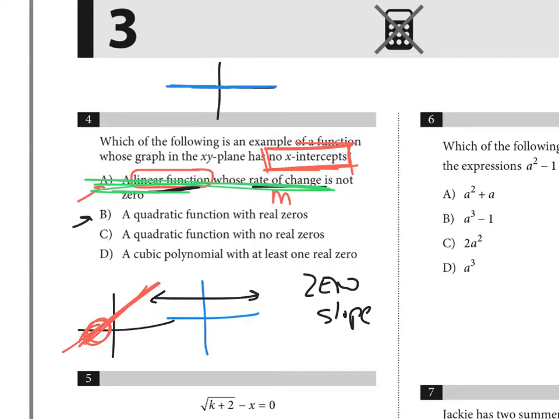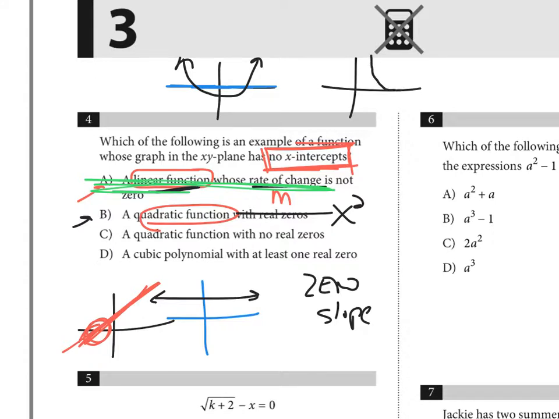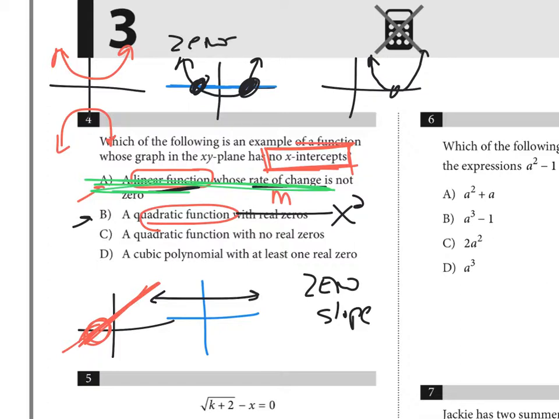A quadratic function with real zeros. Well, quadratic equations, x-squared equations, when you graph them, are parabolas. And parabolas can either go through the x-axis twice, parabolas can just touch the x-axis once, or parabolas can stay above the x-axis or below the x-axis and not touch the x-axis at all. So if your parabola crosses the x-axis, remember the x-intercepts are the zeros. The zeros is just another way in math of saying the x-intercepts.